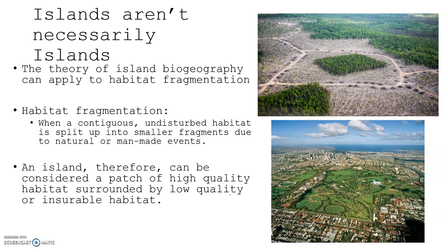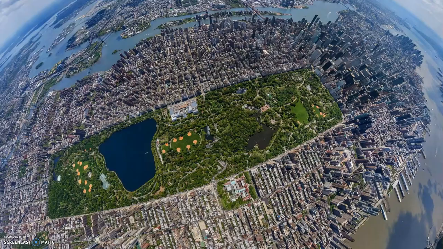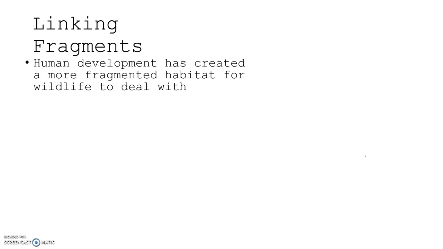An island, therefore, can be considered a patch of high-quality habitat surrounded by low-quality or inhospitable habitat. So we have this urban area around this patch in the middle. The smaller fragments would have lower biodiversity. And here's Central Park in New York City, like we talked about. It's huge and it's large, but it is isolated. So it is an island. Human development has created a more fragmented habitat for wildlife to deal with.